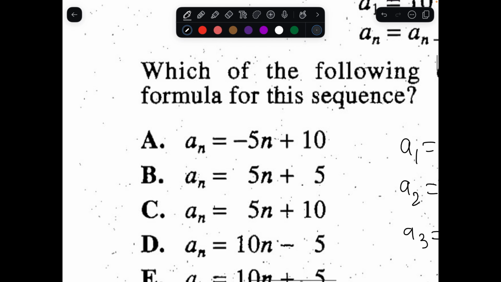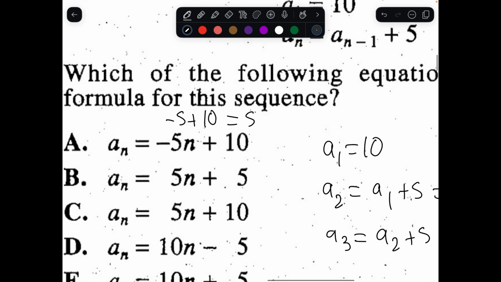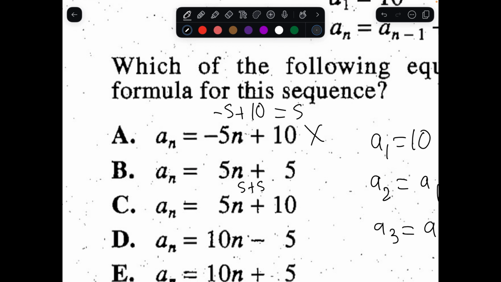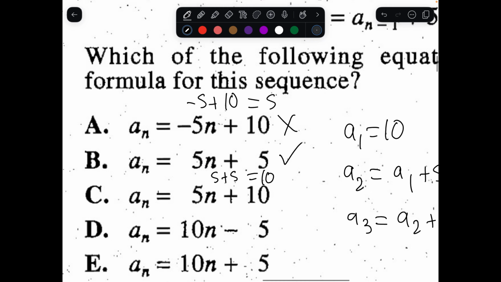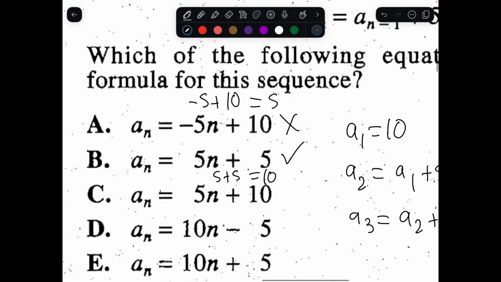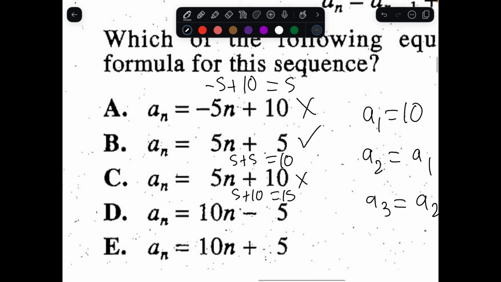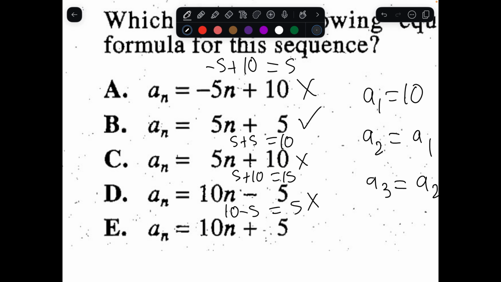For the first one, it's going to be negative 5 plus 10, which is 5. We're looking for 10, not 5, so it's not this. For the second one, when we plug in 1, we get 5 plus 5, we get 10. a1 equals 10 is what we have, so this might work. For C, when we plug in 1, you get 5 plus 10, which is 15. It doesn't work. It's not this. And D, when I plug in 1, I get 10 minus 5. It's not this either.